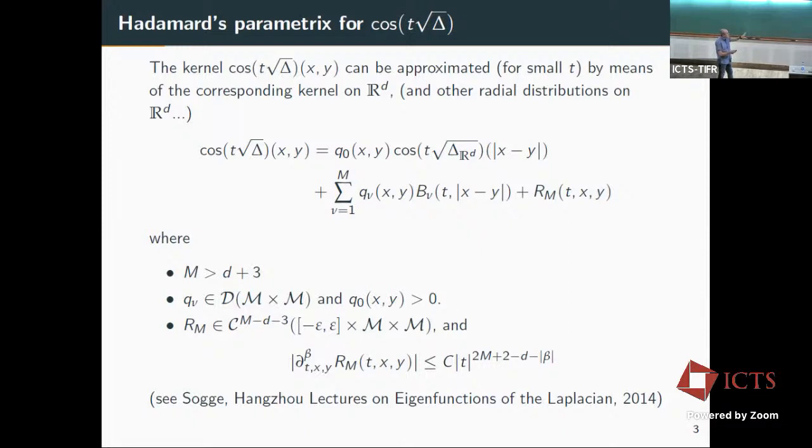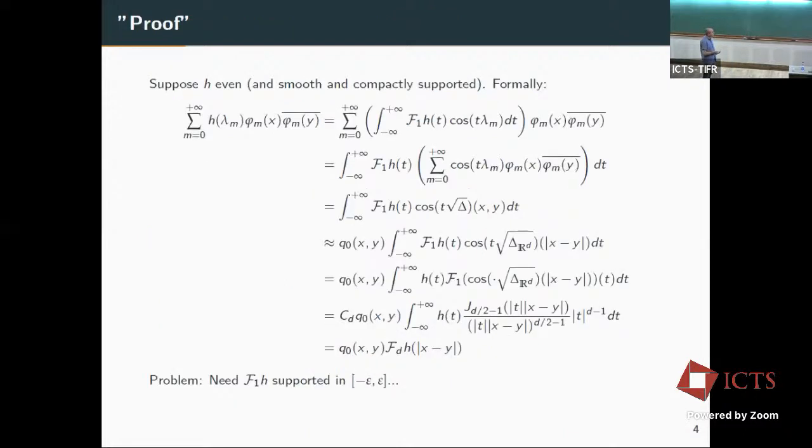So how does it have anything to do with the kernel that I said before? Well, the idea is formally the following. This is your kernel, and then you can write h as the one-dimensional Fourier transform of its Fourier transform, basically. So you take F_1 of h and then take the cosine transform.